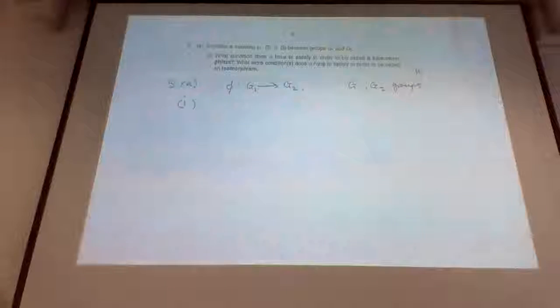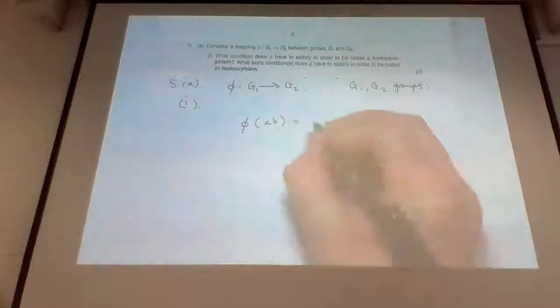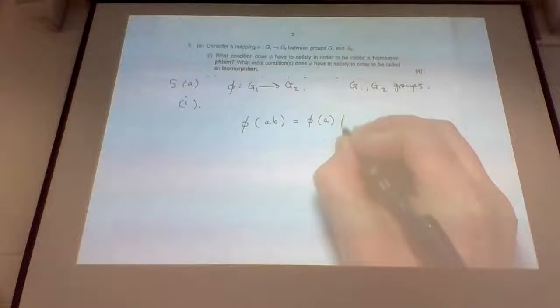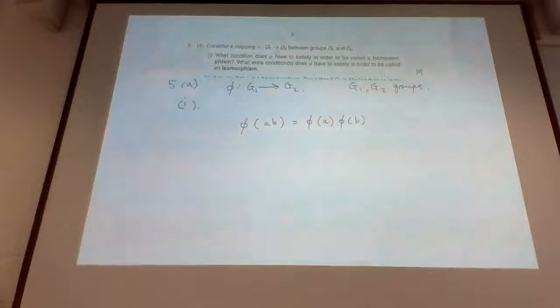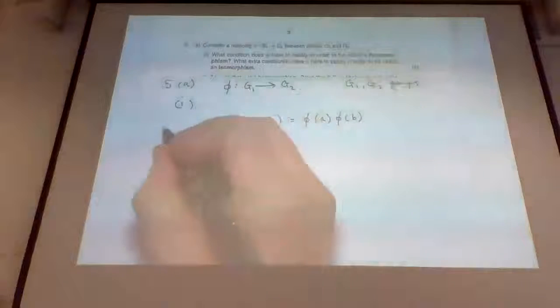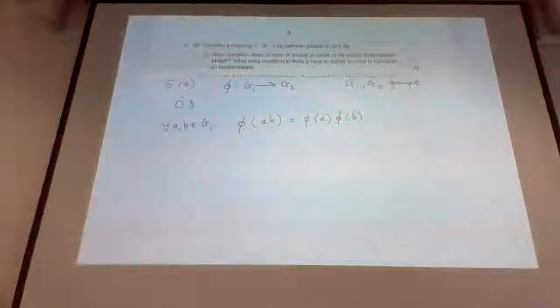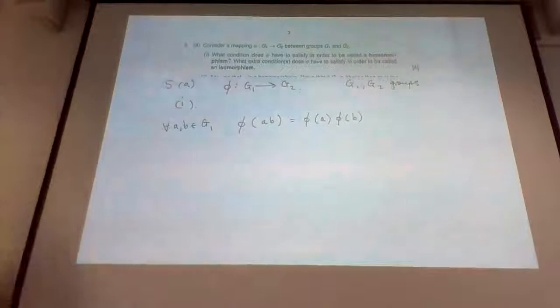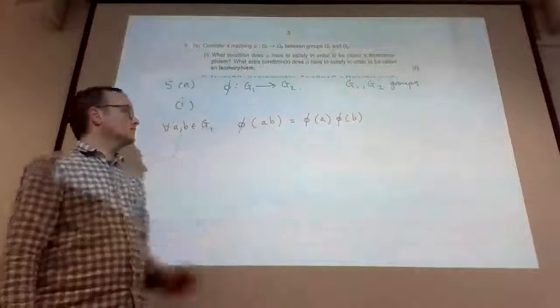Is it like phi of AB is equal to phi of A, phi of B? Let's go with AB. I like AB. That's nice. Phi of AB equals phi of A, phi of B. Yep. And I would like to see "for all A, B in G1" here. Oh yeah, that would be nice, wouldn't it?